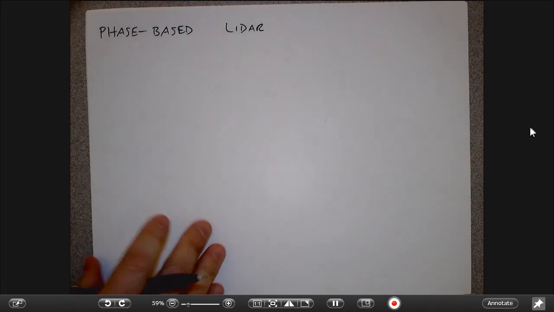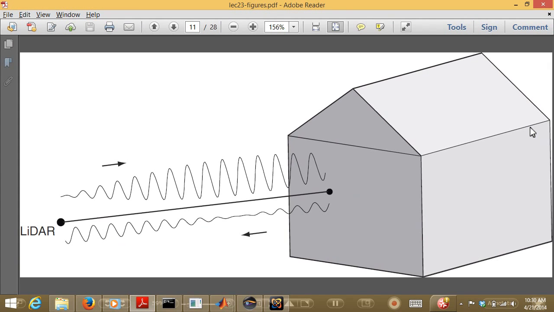So phase-based LiDAR, let me show you a picture first. The idea behind phase-based LiDAR is a little bit different. Instead of sending out a pulse, we have a continuously on laser beam. So it's basically continuously being modulated.